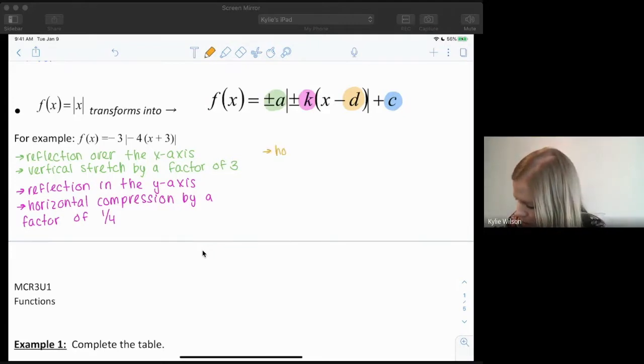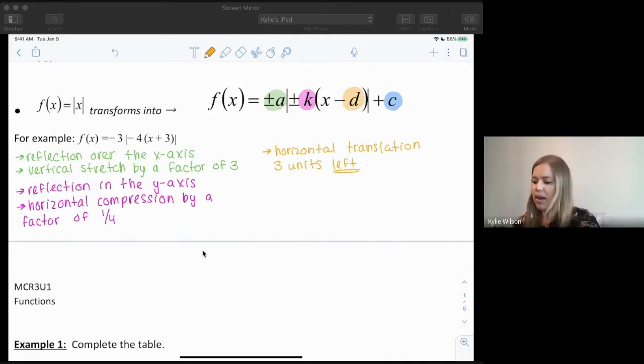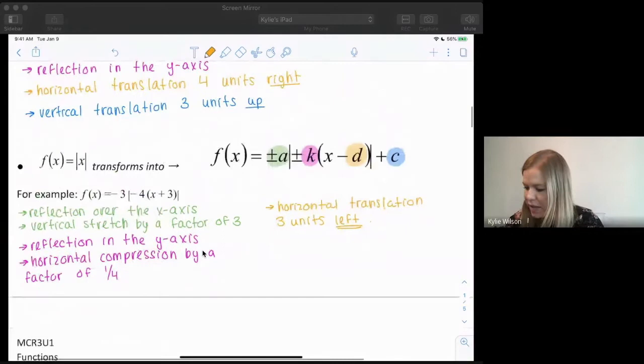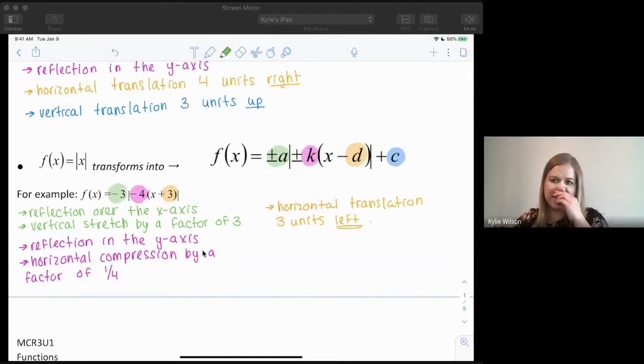So we have a horizontal translation, 3 units. And because it's positive in the equation, we're moving to the left. Okay, so that's our first part here, is identifying all of my transformations. And now we're going to practice graphing them again. And I think that that is the hardest part of lesson 1.6.